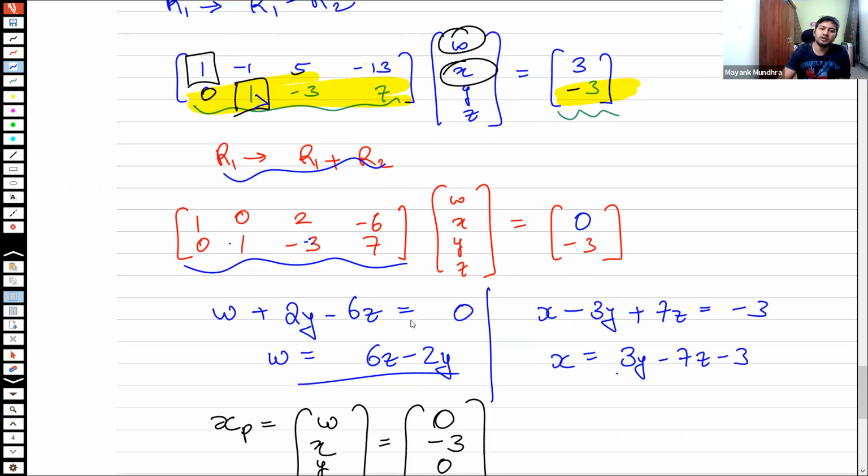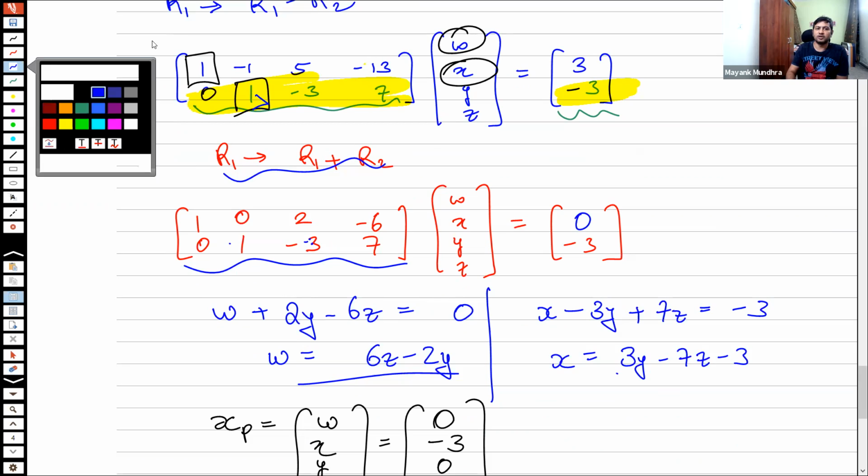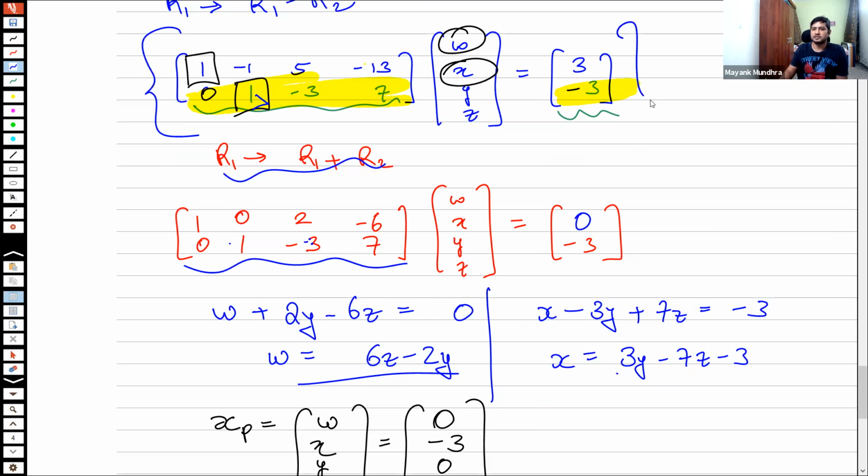The reason I want this 0 here is because if I don't, let's say I work with this equation, what I get is the first equation becomes w minus x plus 5y minus 13z equals.